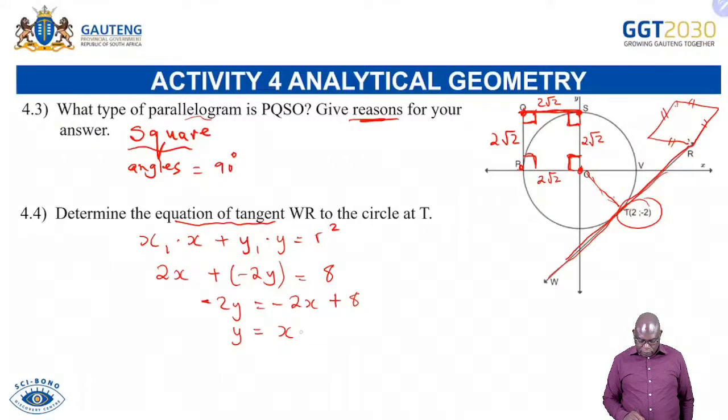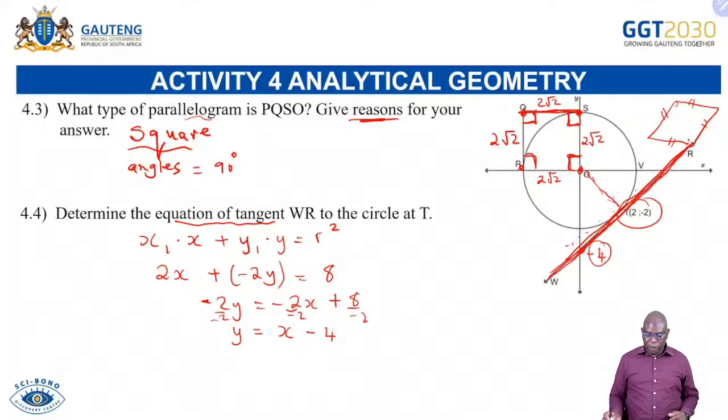Okay, the gradient is fine. So if I divide by negative 2, negative 2, negative 2, I'll get y equals x, then minus 4. So I can see that this is a positive gradient. The gradient is positive, we're increasing, and the y-intercept can be -4. Just speculating, might be.